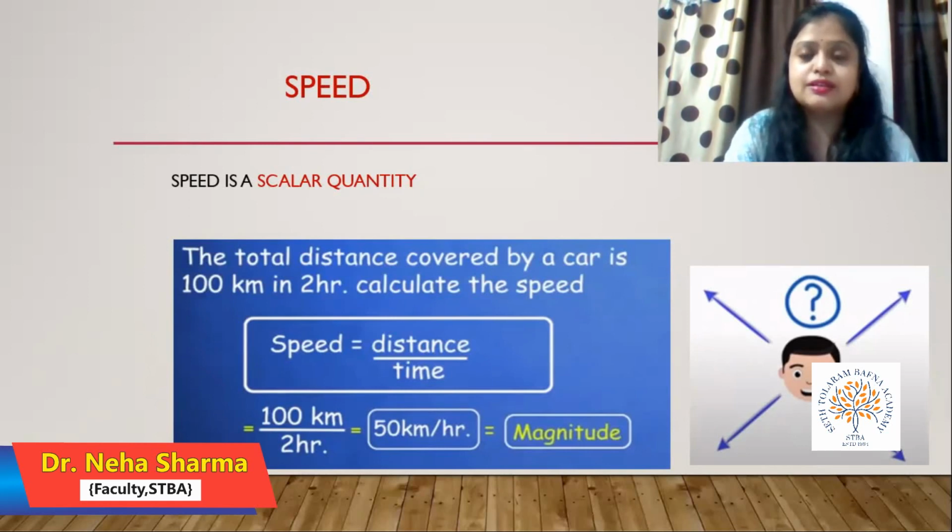As in a previous class, I defined that scalar quantities are those types of quantities which have some magnitude, or which depend on the magnitude, but do not depend on the direction of the object. So speed is a scalar quantity because it provides you only some magnitude and does not depend on the direction.